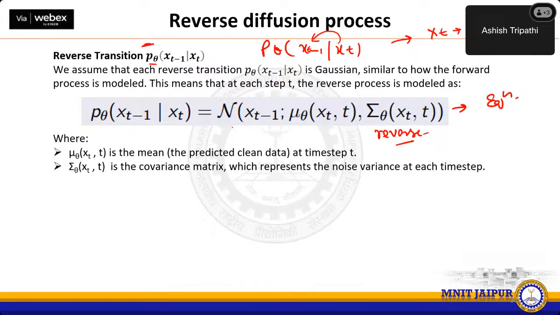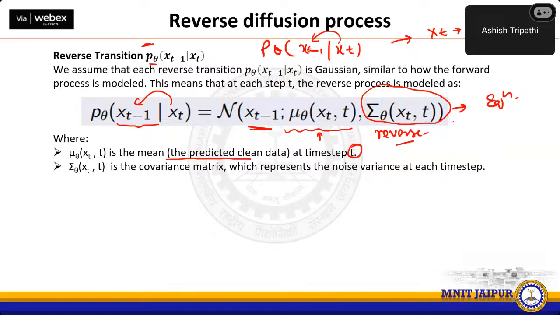And what is the meaning of each and every term? This is the image x of t minus 1 in the previous step. What is my requirement? Given xt, I need to find x of t minus 1. And how can I get it? I can get it by predicting this one. So what is this? Mu of theta, x of t comma t. This is the mean of the predicted clean data at timestamp t. And no doubt this is the covariance matrix.